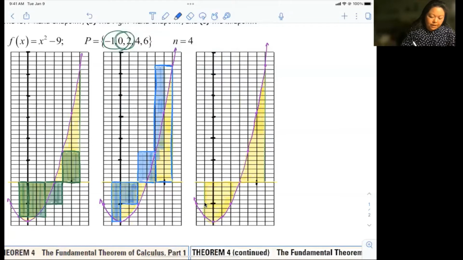Will we ever get a better estimation? Yes, we will. We'll definitely have more methods later to have better approximations, right?